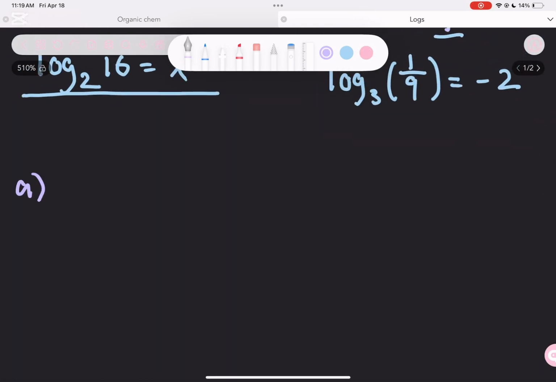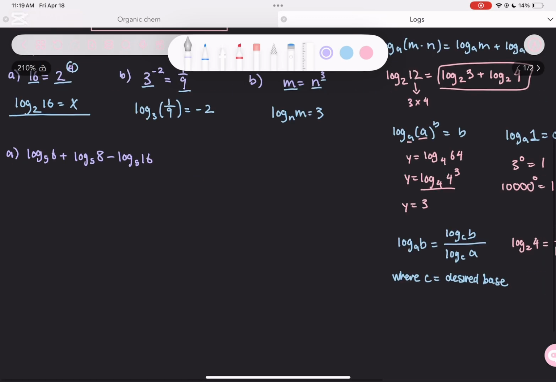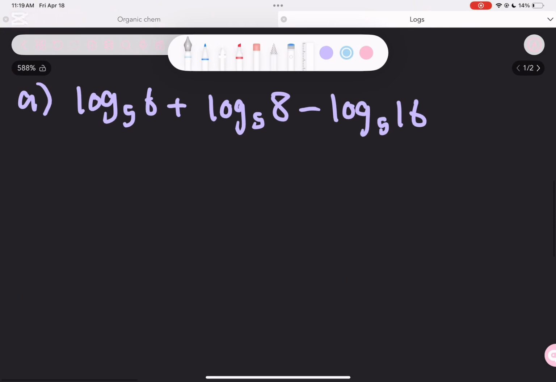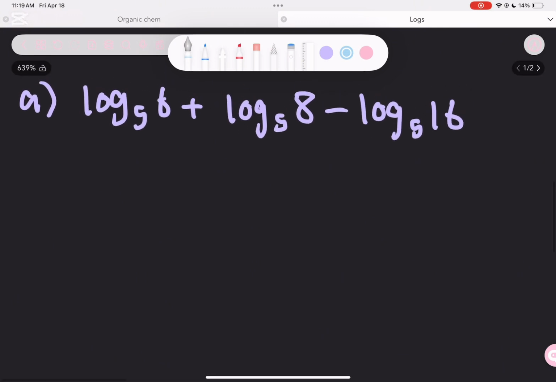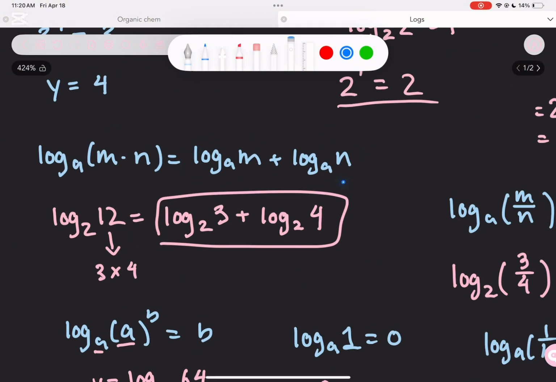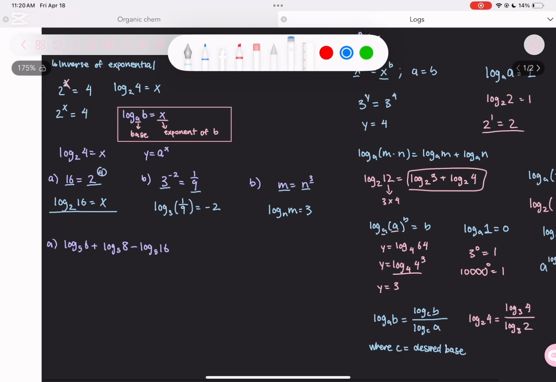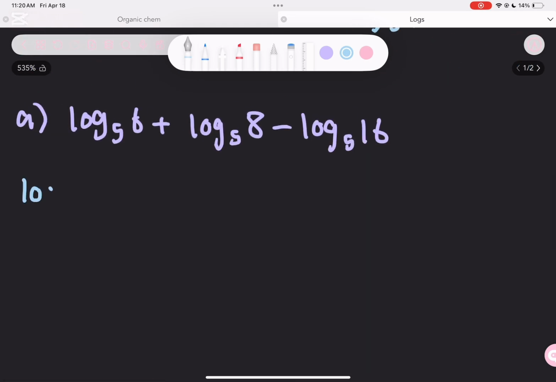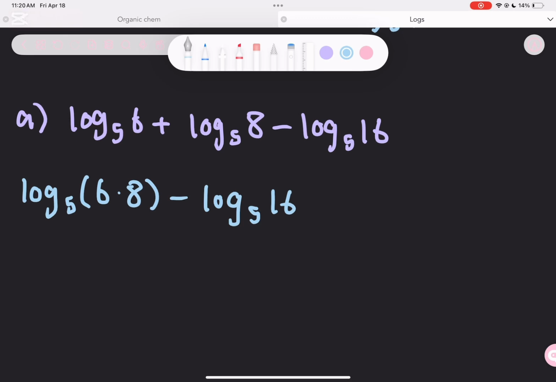Say you have log 5 6 plus log 5 8 minus log 5 16. Oh, that's really tilted. That's okay. So you can either choose to apply product rule or quotient rule here first. I'm just going to do product rule first because it's the first two terms. These two have the same base and they're being added together. So we take the log 5 and multiply our 6 and our 8 together, and that's still minus log 5 16, right?